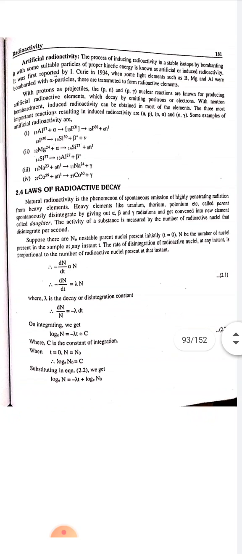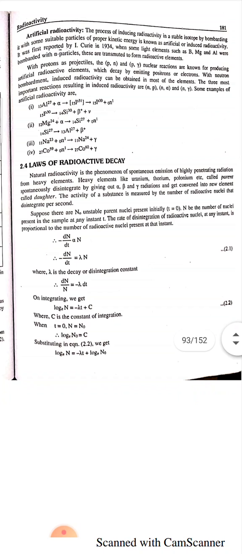Suppose there are N0 unstable parent nuclei present initially at t equal to 0, and N be the number of nuclei present in the sample at any instant t. The rate of disintegration of the radioactive nuclei at any instant is proportional to the number of radioactive nuclei present at that instant. That is, minus dN by dt is directly proportional to N. Therefore, minus dN by dt is equal to lambda N, where the proportionality constant lambda is called the decay or disintegration constant. Therefore, dN by N is equal to minus lambda dt.